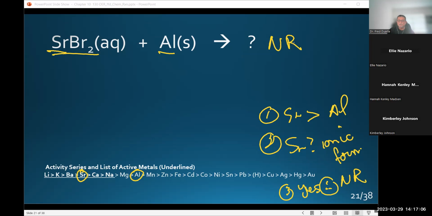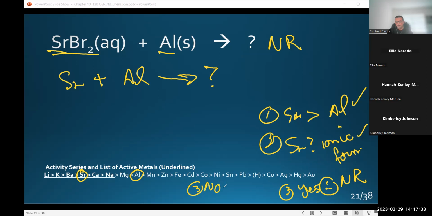If the reaction was reversed, okay, let's say we took Sr in the presence of aluminum bromide, and the question is, would that reaction proceed? Well, we go through the same process. Yes, we know that Sr is more reactive than aluminum, so that's correct. And then number two, is Sr in ionic form? Well, in this case, the answer is no, which implies yes on reaction, okay? So then we will get an exchange.